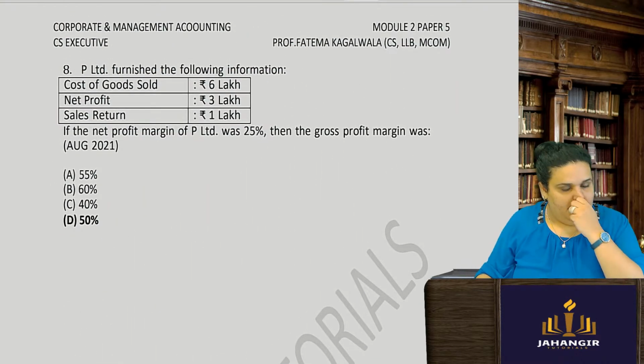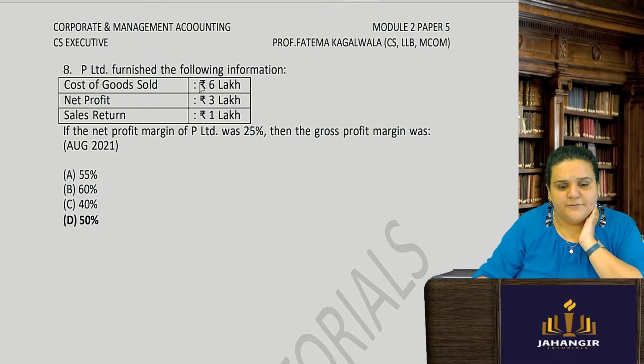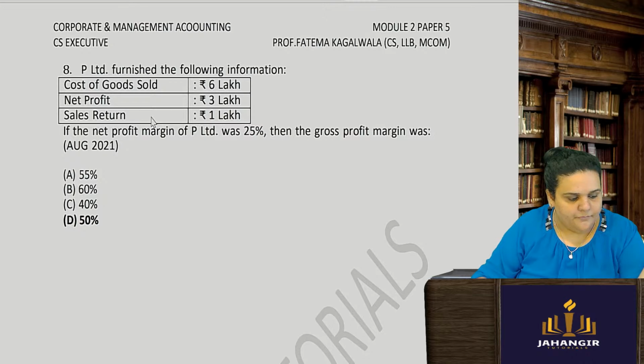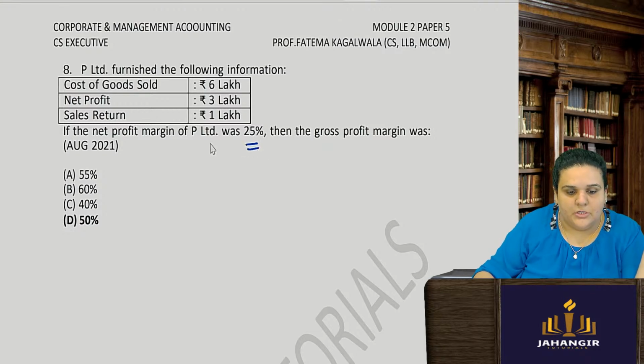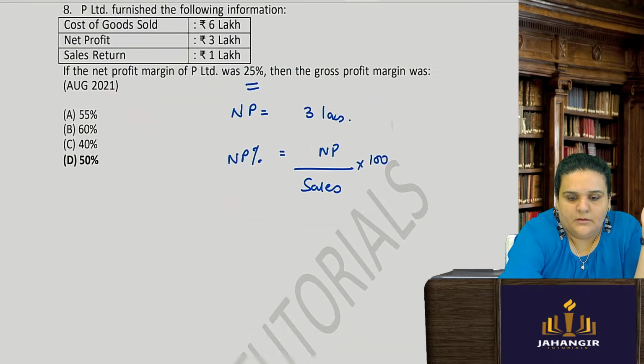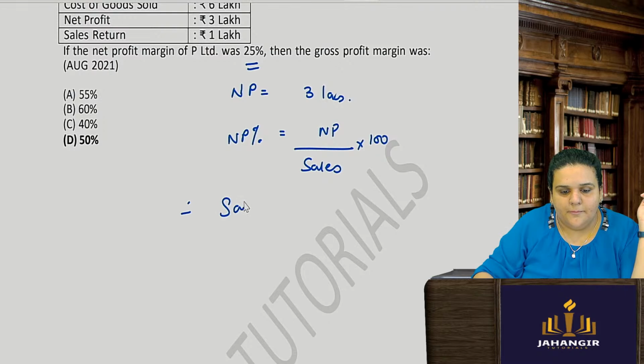Question number 8. P Limited has furnished the following information: cost of goods sold, net profit and sales return. If the net profit margin of P Limited was 25%, then the gross profit margin was how much? Okay, net profit is equal to 3 lakhs. Now, how do I find my net profit margin? It is nothing but net profit upon sales into 100. Therefore, sales will be equal to net profit upon net profit margin.